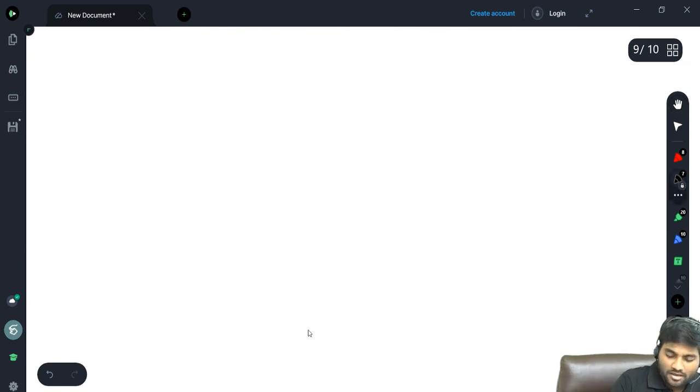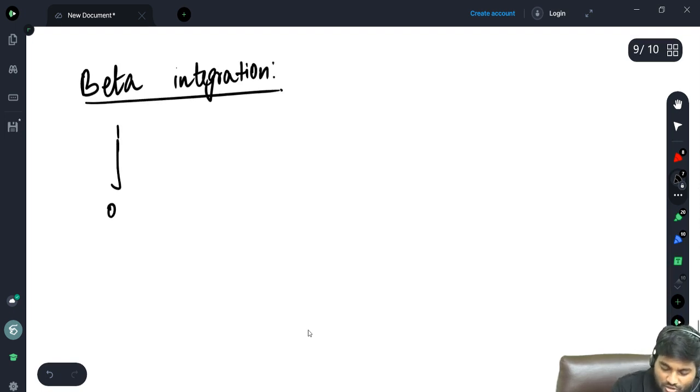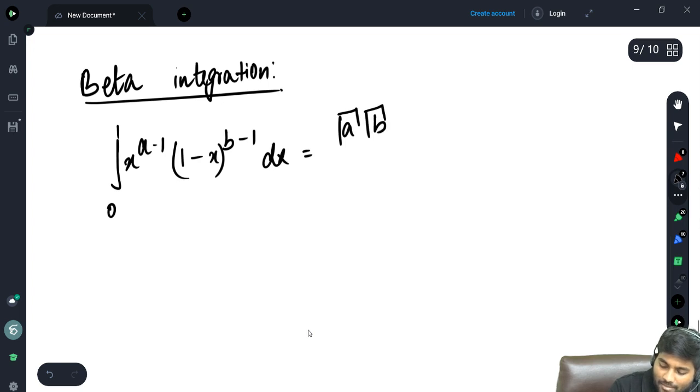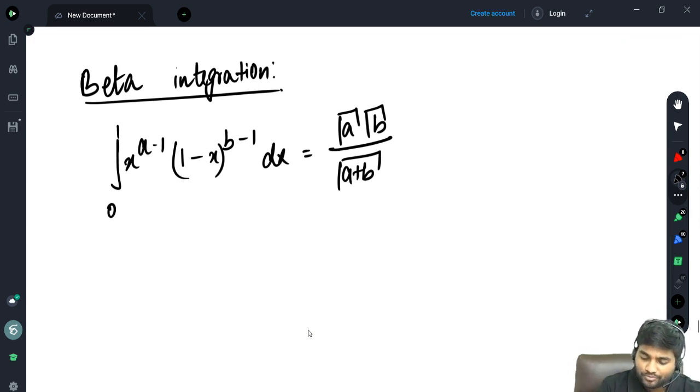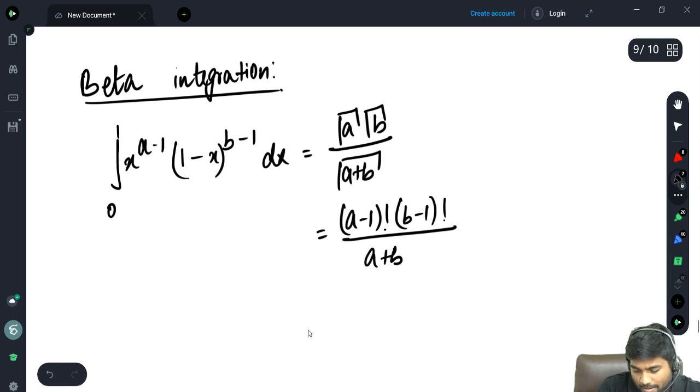Next, please put the heading beta integration. So, integration 0 to 1, x to the power a minus 1, (1 minus x) to the power b minus 1, dx is gamma a, gamma b by gamma a plus b. Okay, so (a minus 1) factorial, (b minus 1) factorial, whole divided by (a plus b minus 1) factorial.